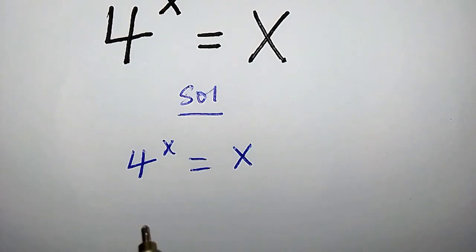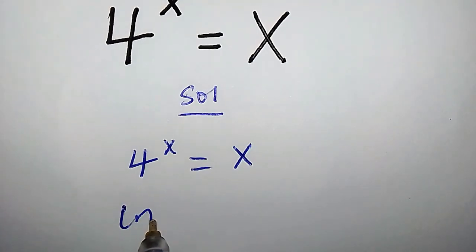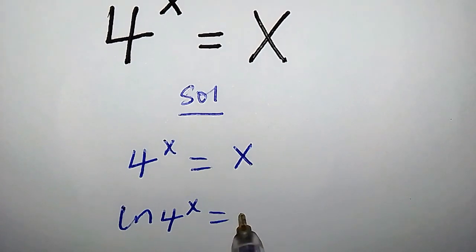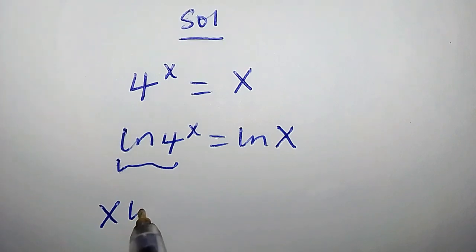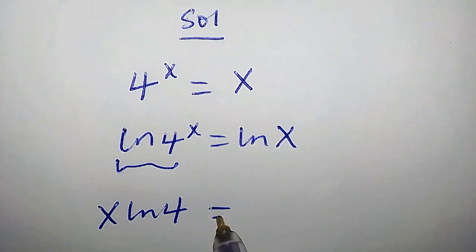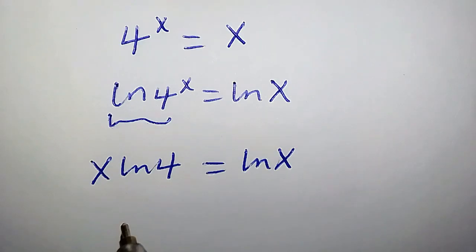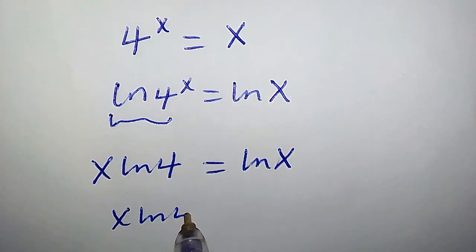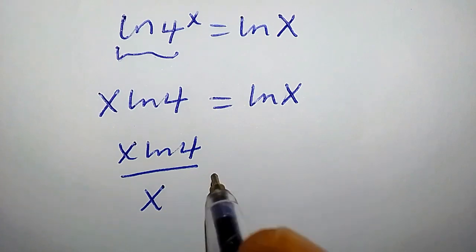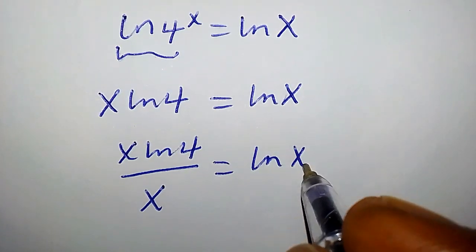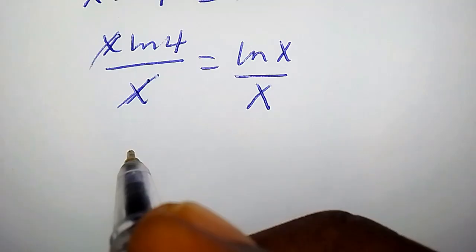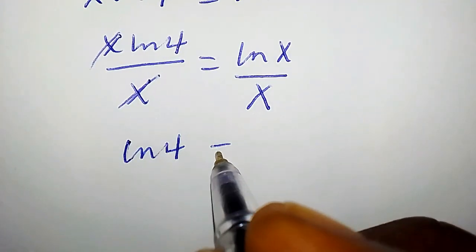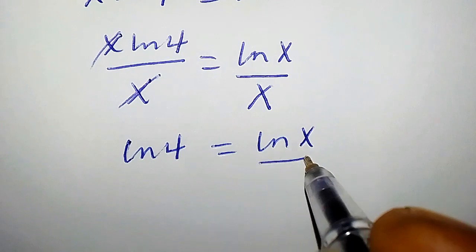Taking the natural logarithm of both sides, we have ln 4 to the power of x equals ln x. This can be written as x times ln 4 equals ln x. Now, let's divide both sides by x. So we're going to have x ln 4 over x equals ln x over x. Clearly, the x's cancel each other, so we are left with ln 4 equals ln x over x.